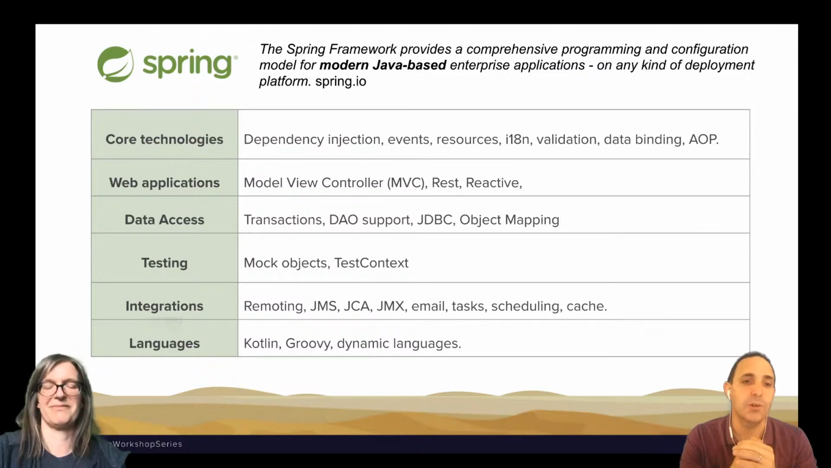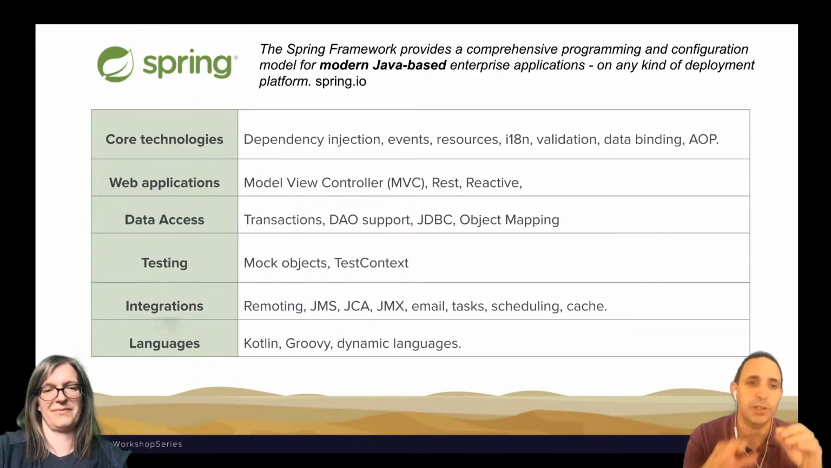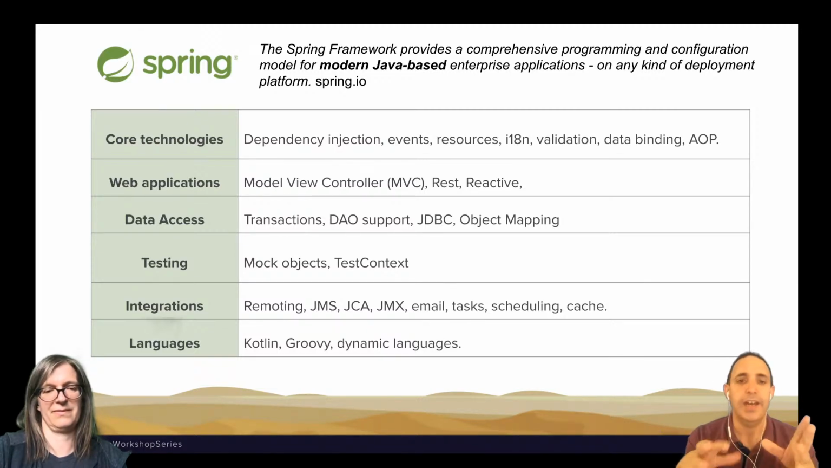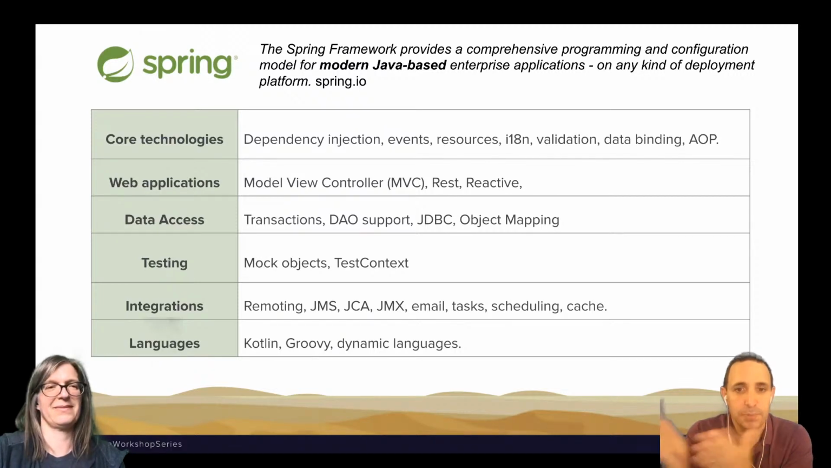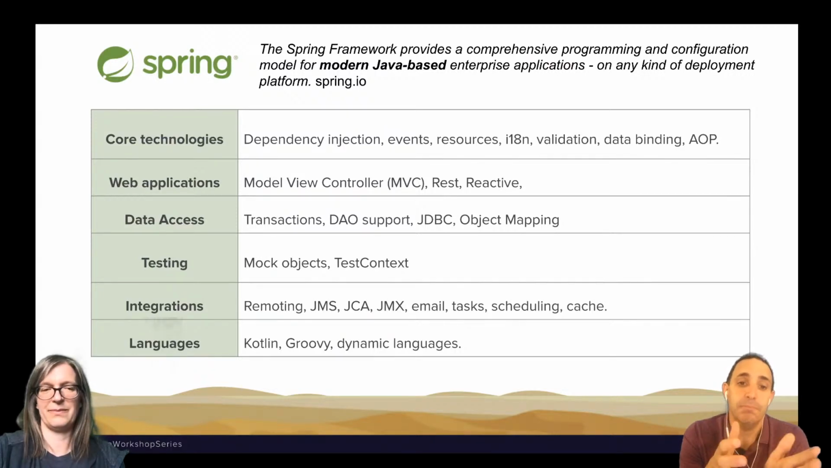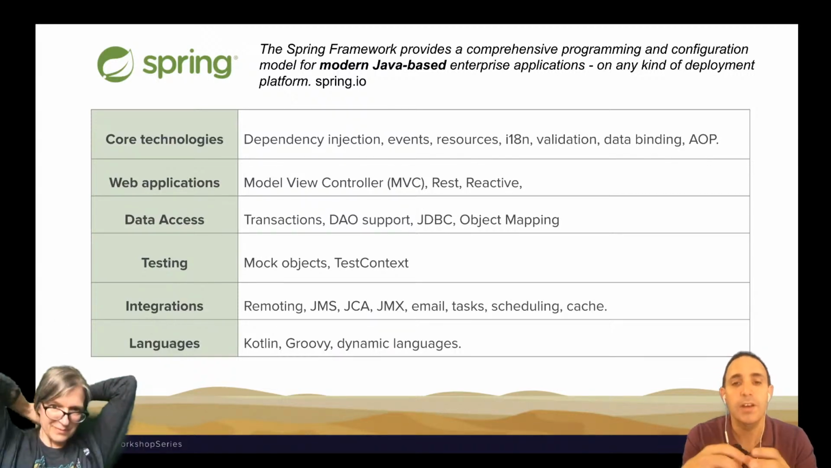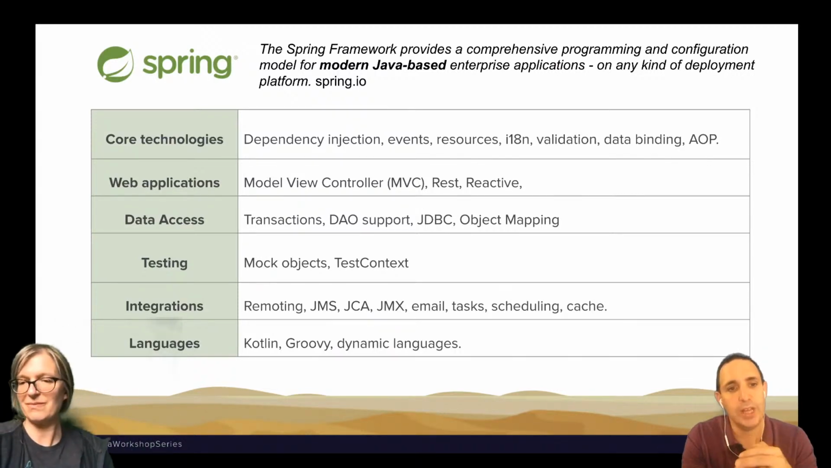Then on top of this core, Spring moved to the web application part, providing the MVC pattern for model, view, controller. View is really the UI, model is the object you will use, and controller is what we call now some kind of API. And it not only provides controllers to display web applications, but also real REST APIs and now reactive APIs.